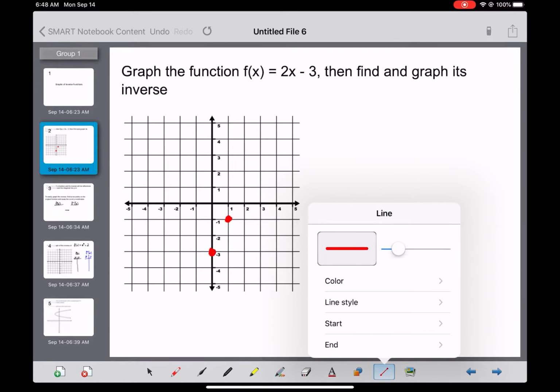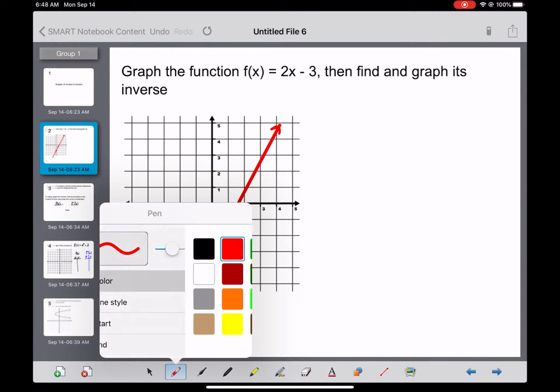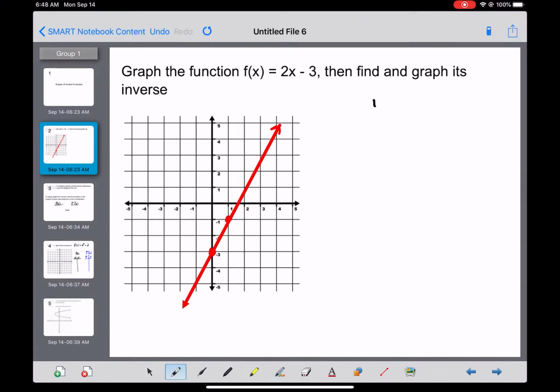And that line will look something like this, and there should be an arrow at both ends. So there's the original function, y equals 2x minus 3. Next, we need to find the inverse of this. So remember, we're starting with y equals 2x minus 3.